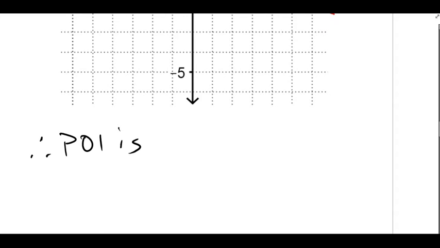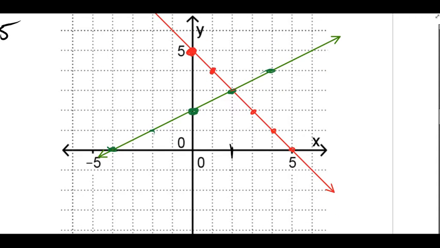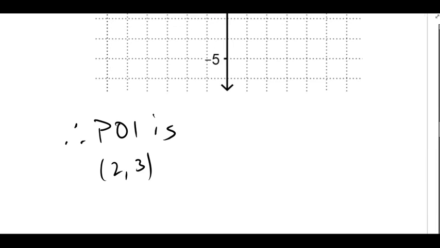2, 3. Yeah, very good. So the x is 2 and the y is 3. So the point of intersection, POI, is (2, 3). That's how we finish these questions. We're stating our answer. We're supposed to find where they cross.